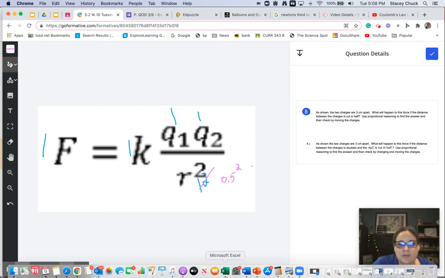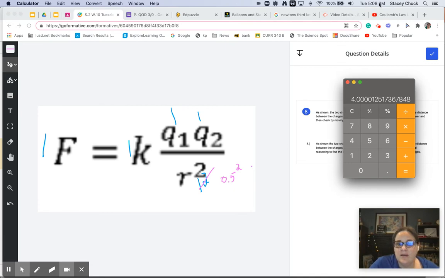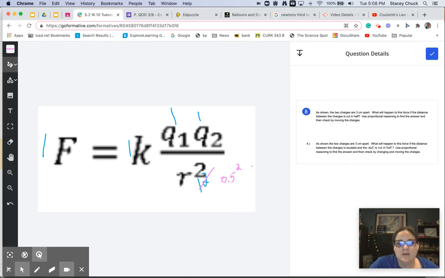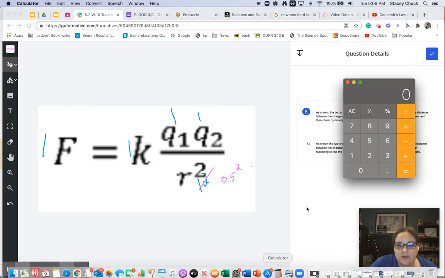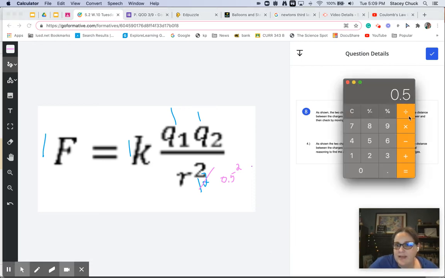Okay, so if you're not comfortable doing it without a calculator, you're more than welcome to use a calculator. So we know that on the top it's going to be, okay, I'm going to use the calculator to show you that. 0.5 squared would be 0.5 times 0.5, which equals 0.25. So 1 divided by 0.25 equals 4.